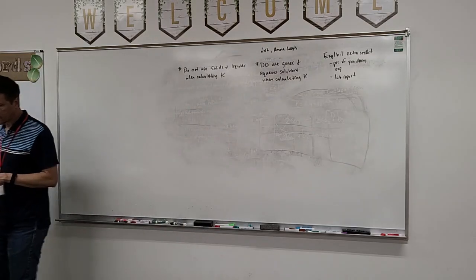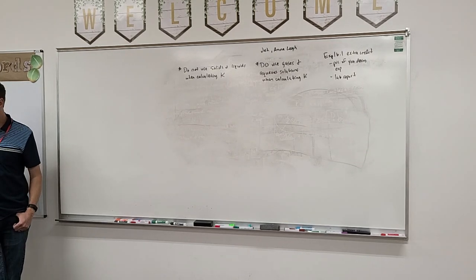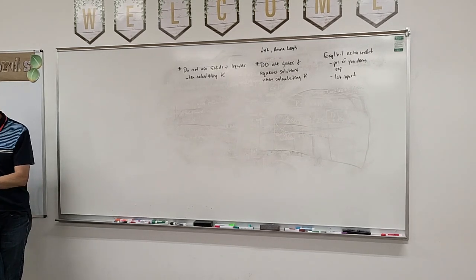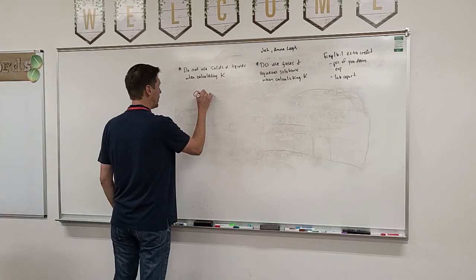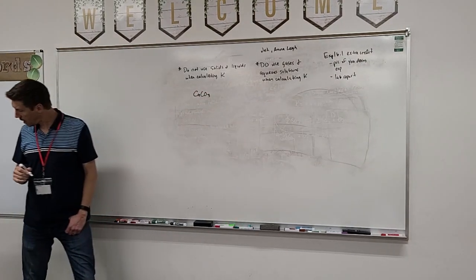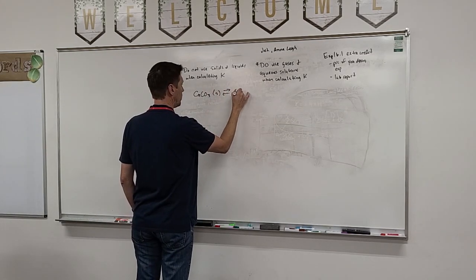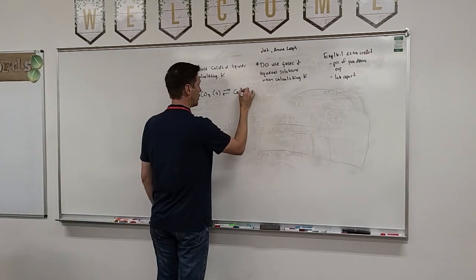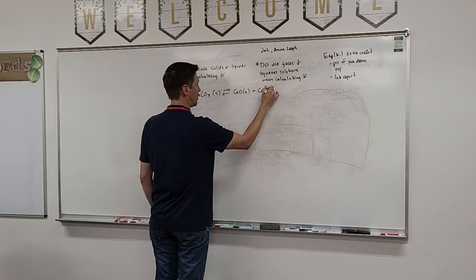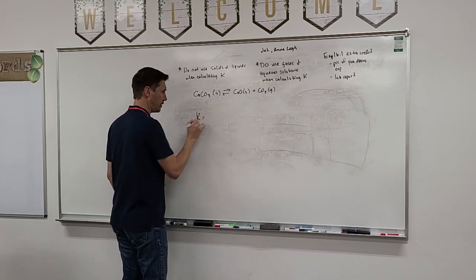And so, as you might expect, they give us a reaction here, this is 491, and say, tell me what the equilibrium constant would be for a reaction that was CaCO3 as a solid, CaO as a solid, and CO2 as a gas. So they ask us to just write the formula for K for this one.